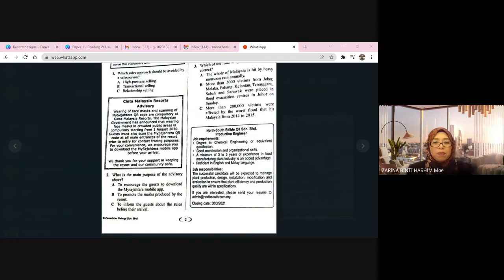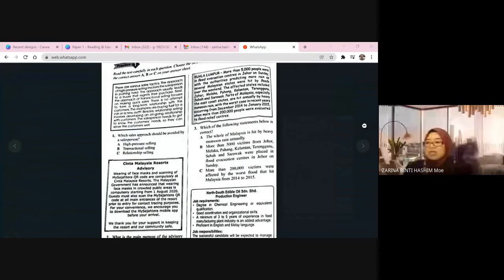Okay, that is the main purpose. Whether they want to download or not, the MySejahtera mobile app is not something that they want. It's something that they encourage only. So this is where you have to know which one is more important. How to know? Based on how they mention the information. Here they mention about the rules, so definitely the answer is C.